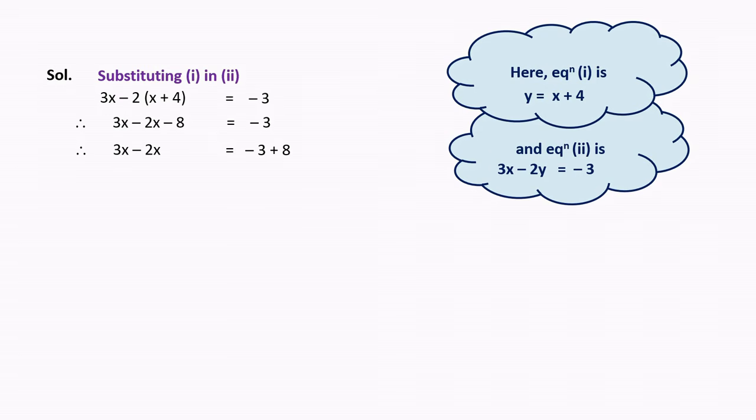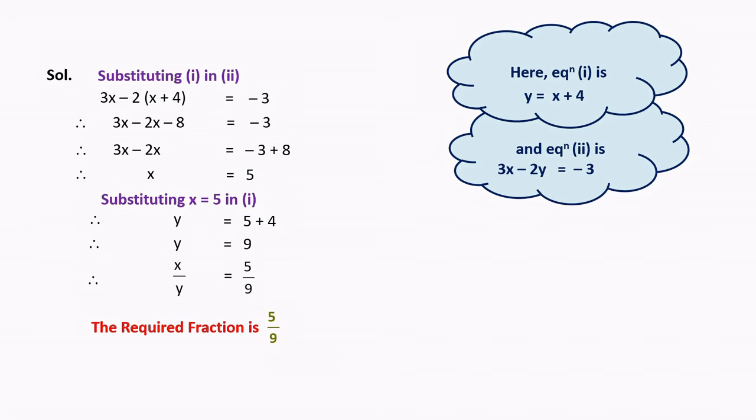So, we get 3x minus 2 into (x plus 4) equals minus 3. Simplifying, 3x minus 2x minus 8 equals minus 3. x minus 8 equals minus 3. So, x equals 5. Now, substitute x equals 5 in equation 1. y equals 5 plus 4. So, y equals 9. Therefore, the fraction is x by y, which is 5 by 9. So, the required fraction is 5 by 9.